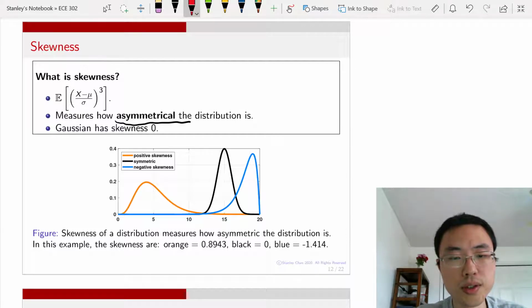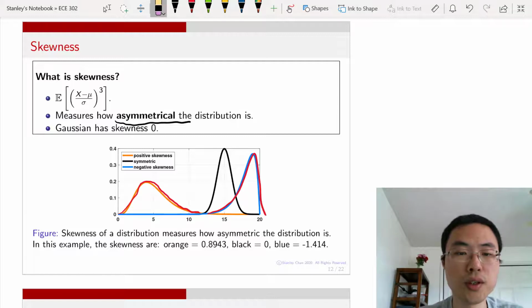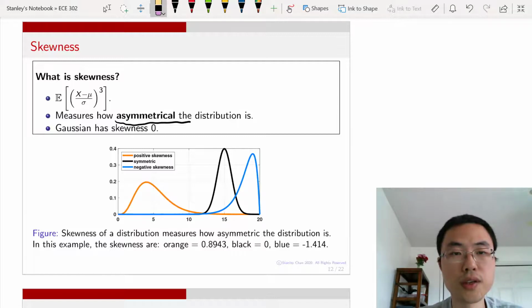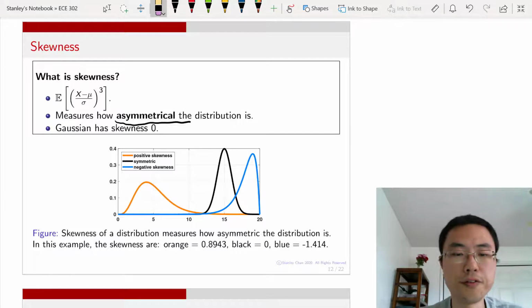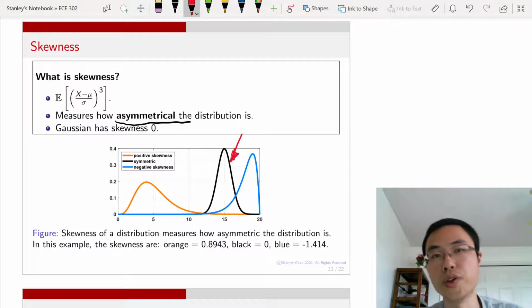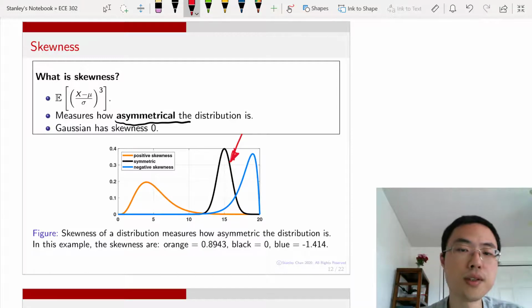This is called positive skewness. This is called a negative skew. The positive skew and negative skew are just leaning towards either side of the distribution. If it is exactly symmetrical, like the black curve, then you get 0 skewness. Now, a Gaussian, you can see why a Gaussian has 0 skewness.